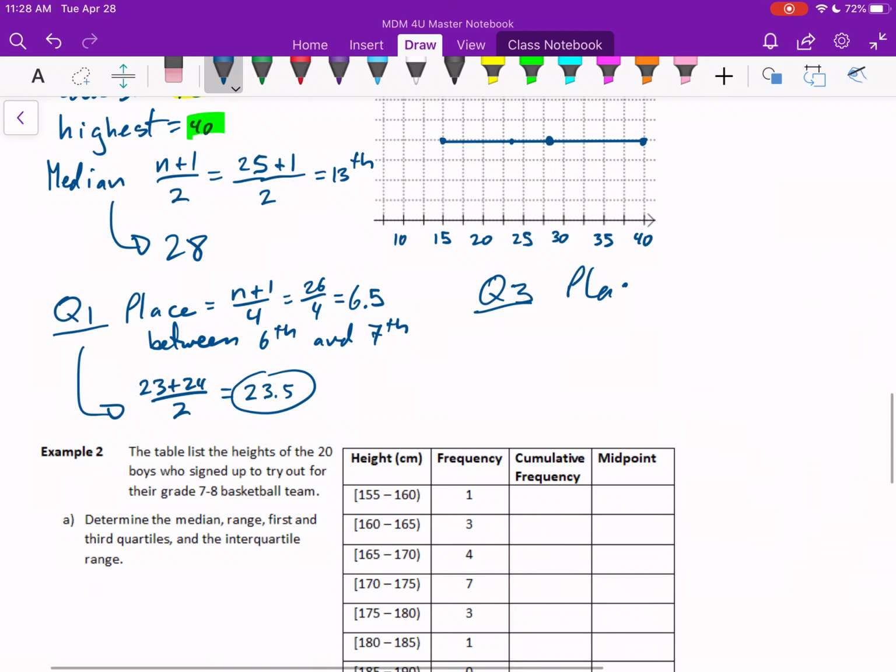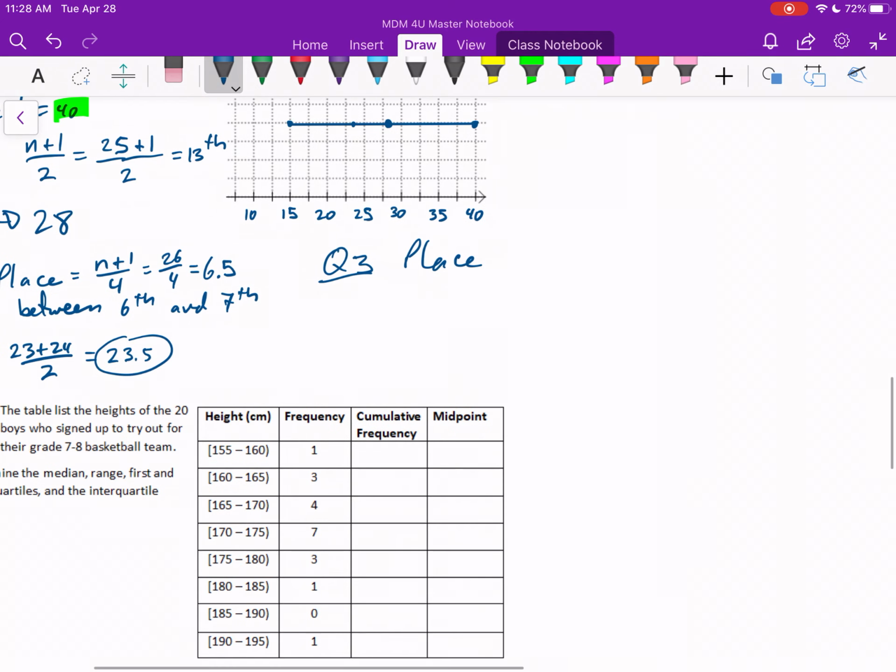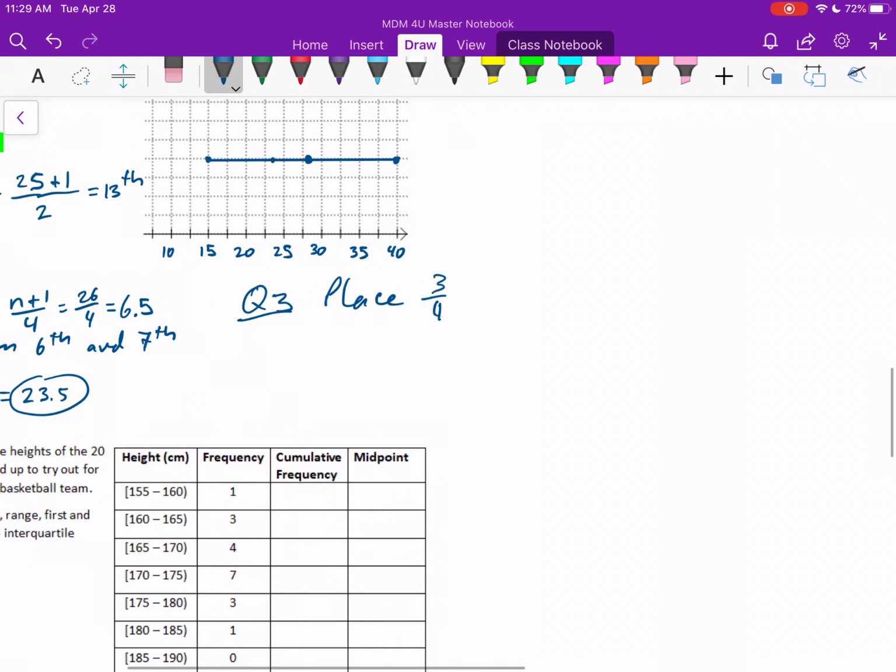The place for that one is going to be n plus 1 divided by 4 times 3, or I could do 3/4 of n times n plus 1. In other words, just to find my way 3/4 of the way through it. So 3/4 times 25 plus 1 is 26. Again, would be 19.5. So I want between the 19th and the 20th place.